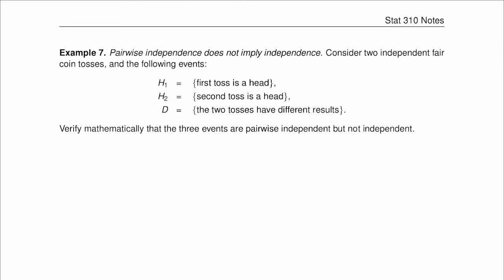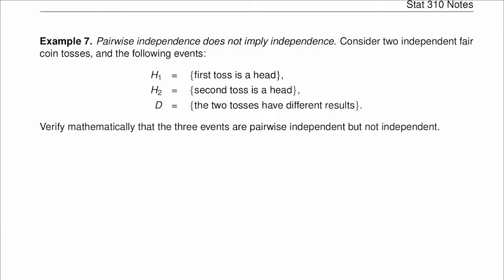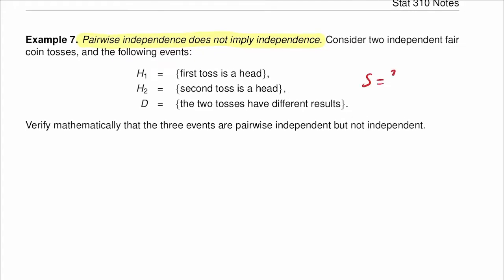Let's see this example. This is to make clear that pairwise independence doesn't imply independence. Consider 2 independent fair coin tosses and the following events. H1 is the first toss is heads, H2 is the second toss is heads, and D is the 2 tosses have different results. Okay, basically we also have here our sample space. Remember that it is head head, head tail, tail head, and tail tail. We need to verify mathematically that the 3 events are pairwise independent, but not independent.